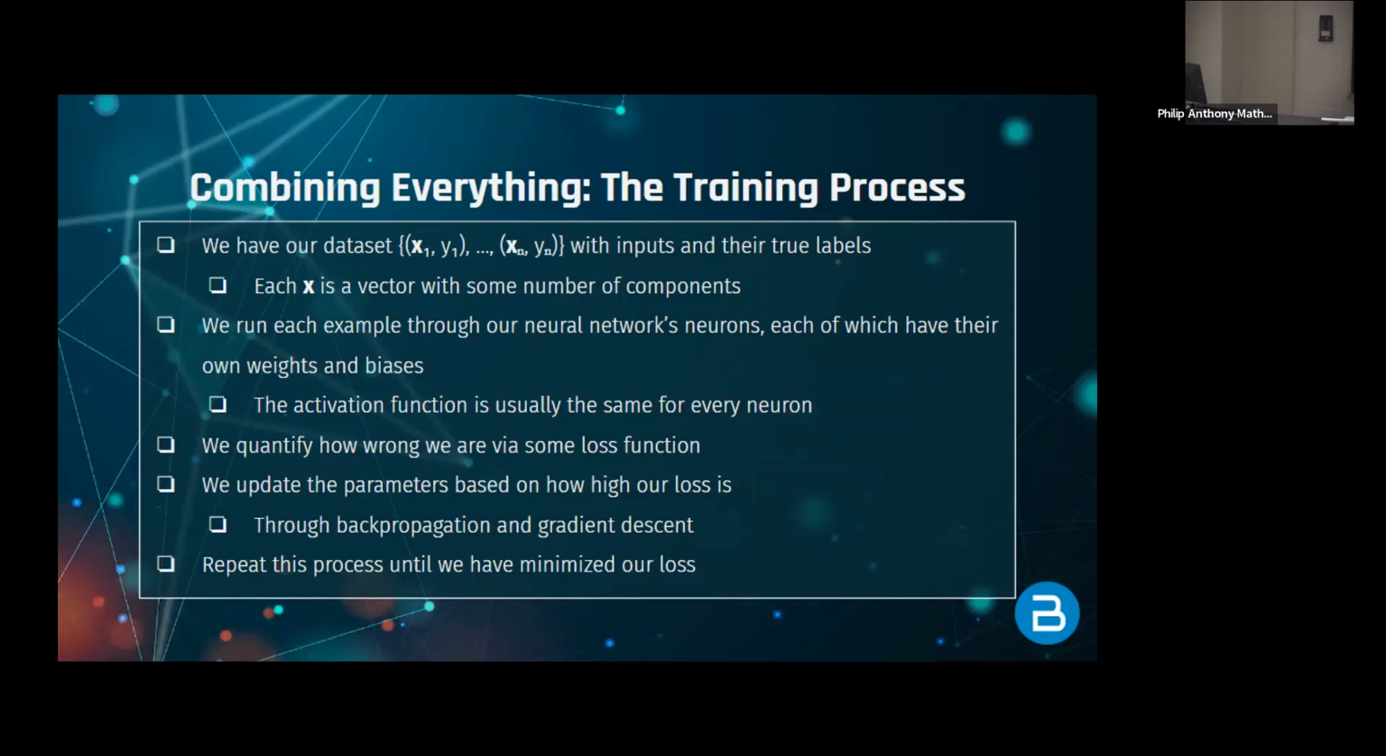You quantify how wrong they are via some loss function. You then take the parameters and update them based on how high your loss is, and that process is done through backpropagation or gradient descent. You just keep doing this whole process. You keep feeding the model, get the outputs, see how wrong the outputs are, update based on gradient descent, and keep doing this until your loss is low.